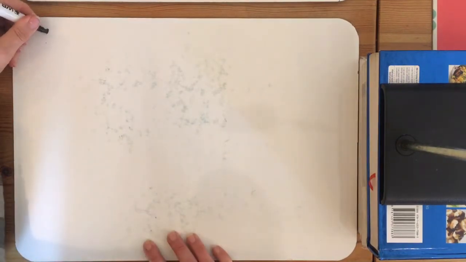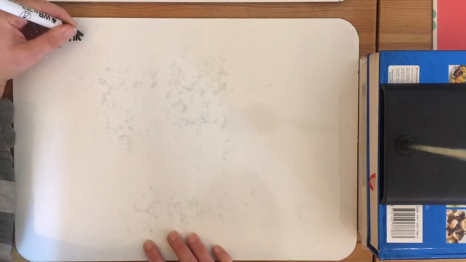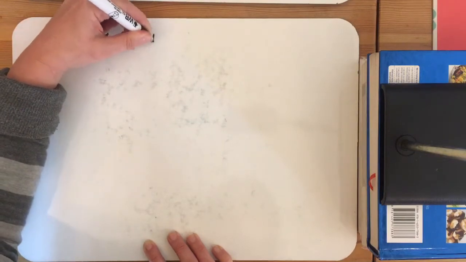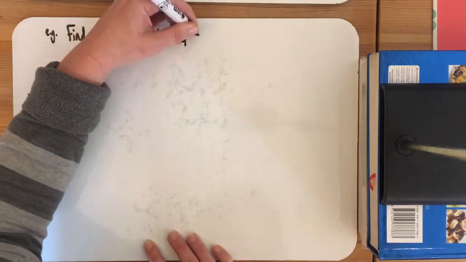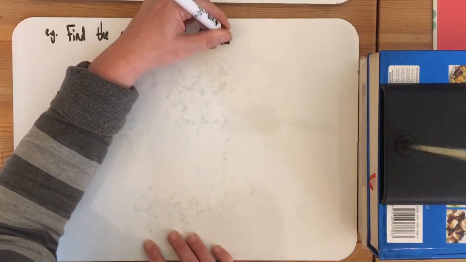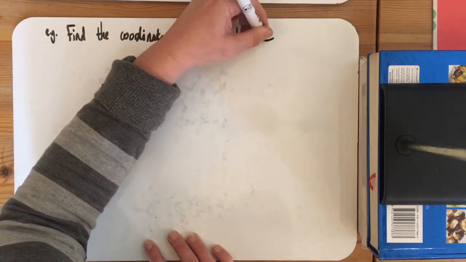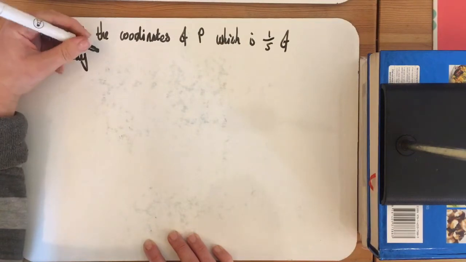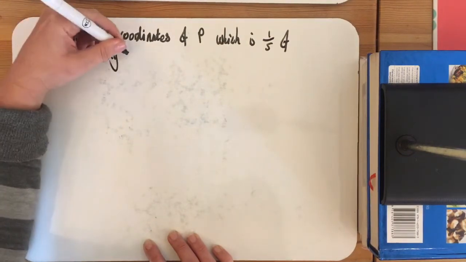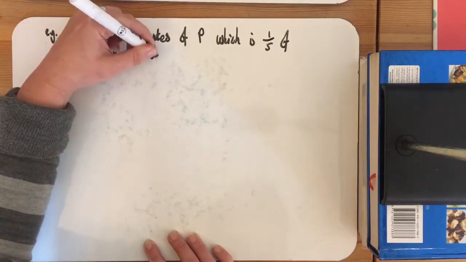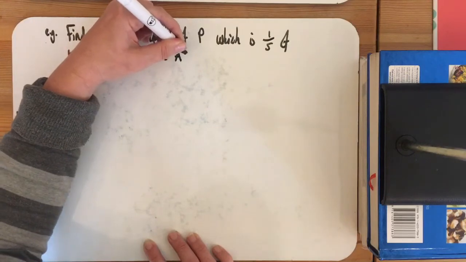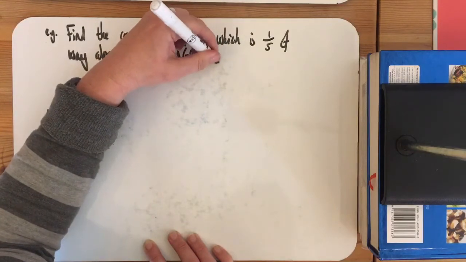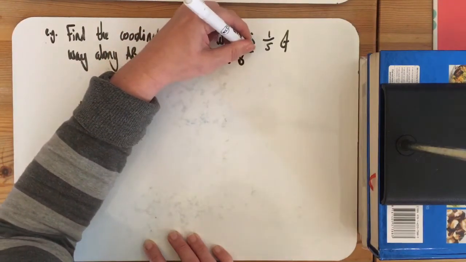So, e.g., we can find the coordinates of P, which is 1/5 of the way along AB, where A is at (-2, 8) and B is at (13, 3).